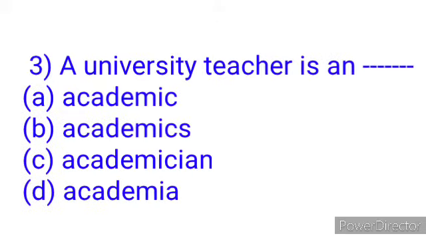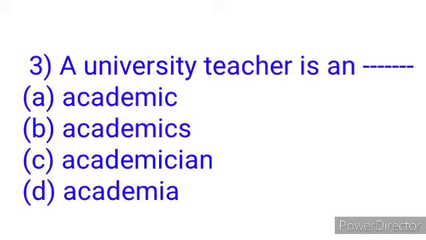Question 3. University teacher is an dash. We have option A, academic, B, academics, C, academician, and D, academia. Now let's look at the options. Option A, academic. An academic is a person who teaches at a university. So this is the correct answer. A university teacher is an academic.